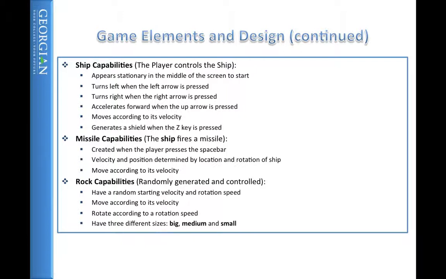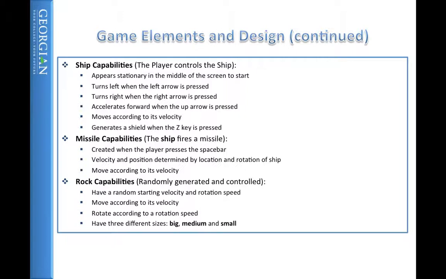How about our missiles? Our missile can be fired from the ship. That's the first thing. It's created when the player presses the space bar. The velocity and position are determined by the location and rotation of the ship. So we're using that special formula, that cosine and sine function, to determine the x and y coordinates of where the bullet's going to go after it's been fired, right? It's going to move again according to its velocity, and it's pretty quick, right?